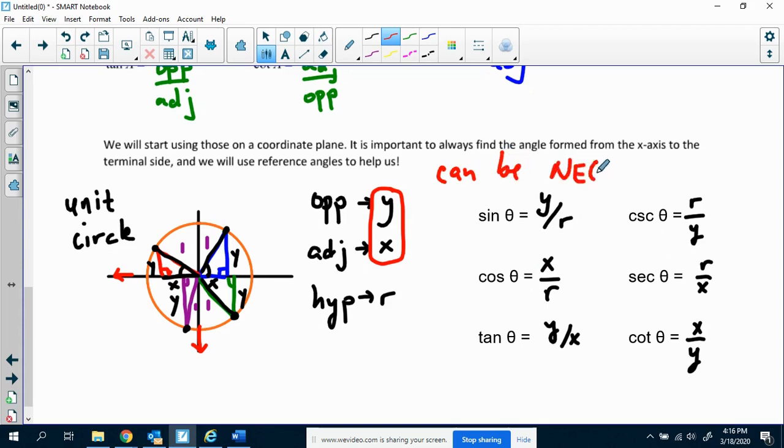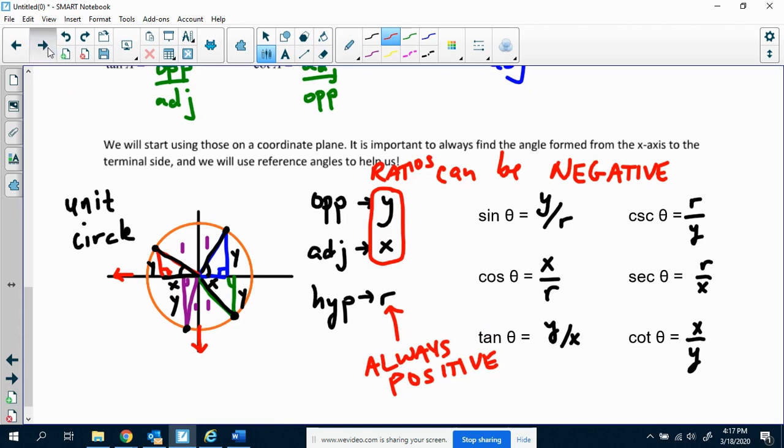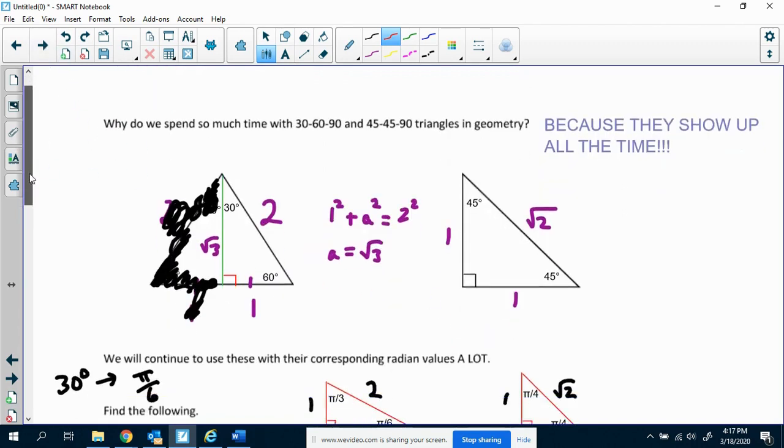That's important to know. They can be negative. So the ratios can be negative in this case. But my radius or my hypotenuse, I will always treat as positive. So I'm going to always treat the radius or the hypotenuse as positive.